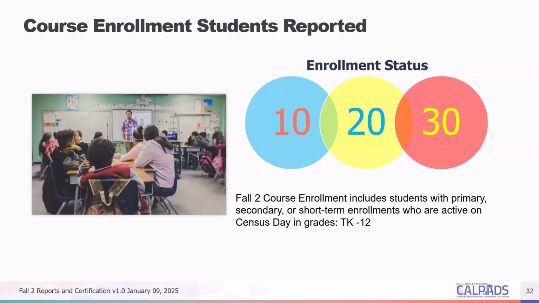Notice that you do not see enrollment status 50, right? So we don't want private school students' information. We don't want infant students' information. And there've been several questions in the chat: even though your preschool students may have an enrollment status 10, we don't want any information for preschool students, right? Their curriculum is not TK through 12, so we do not want it.